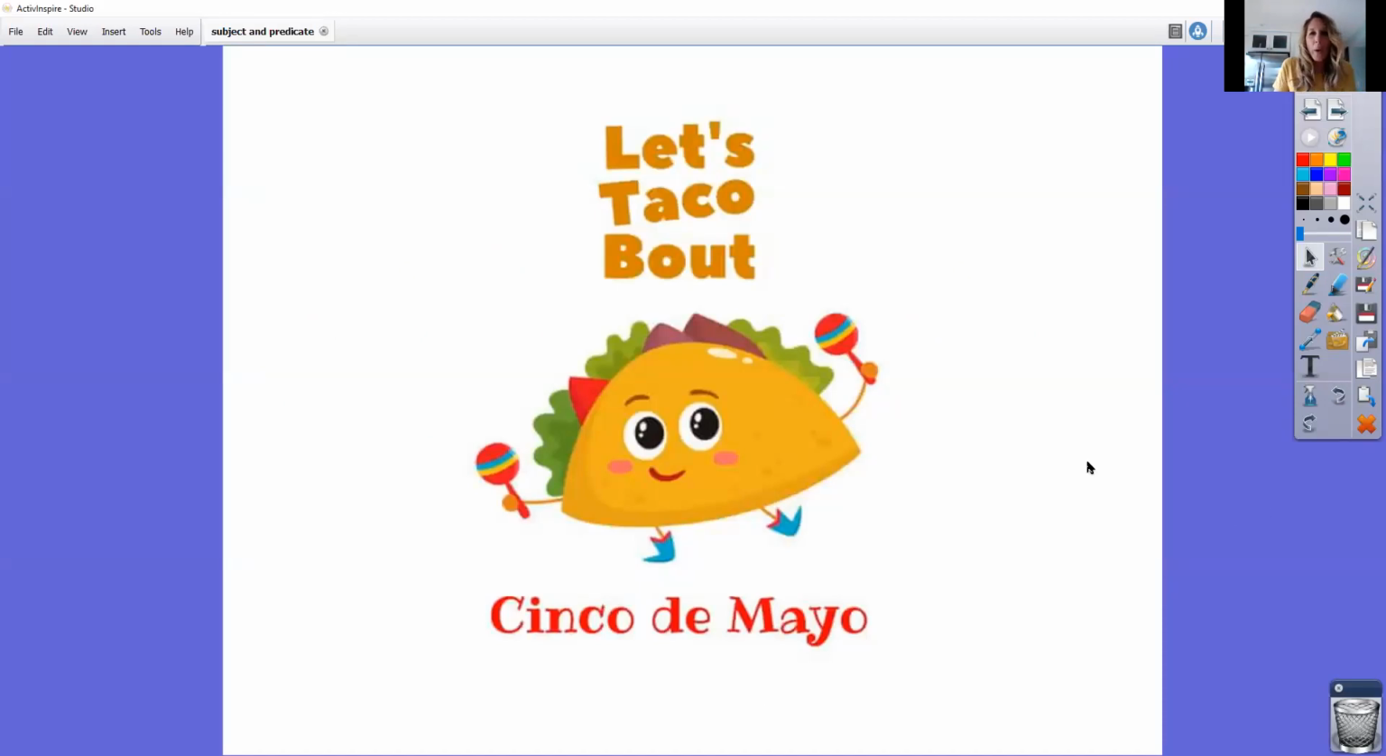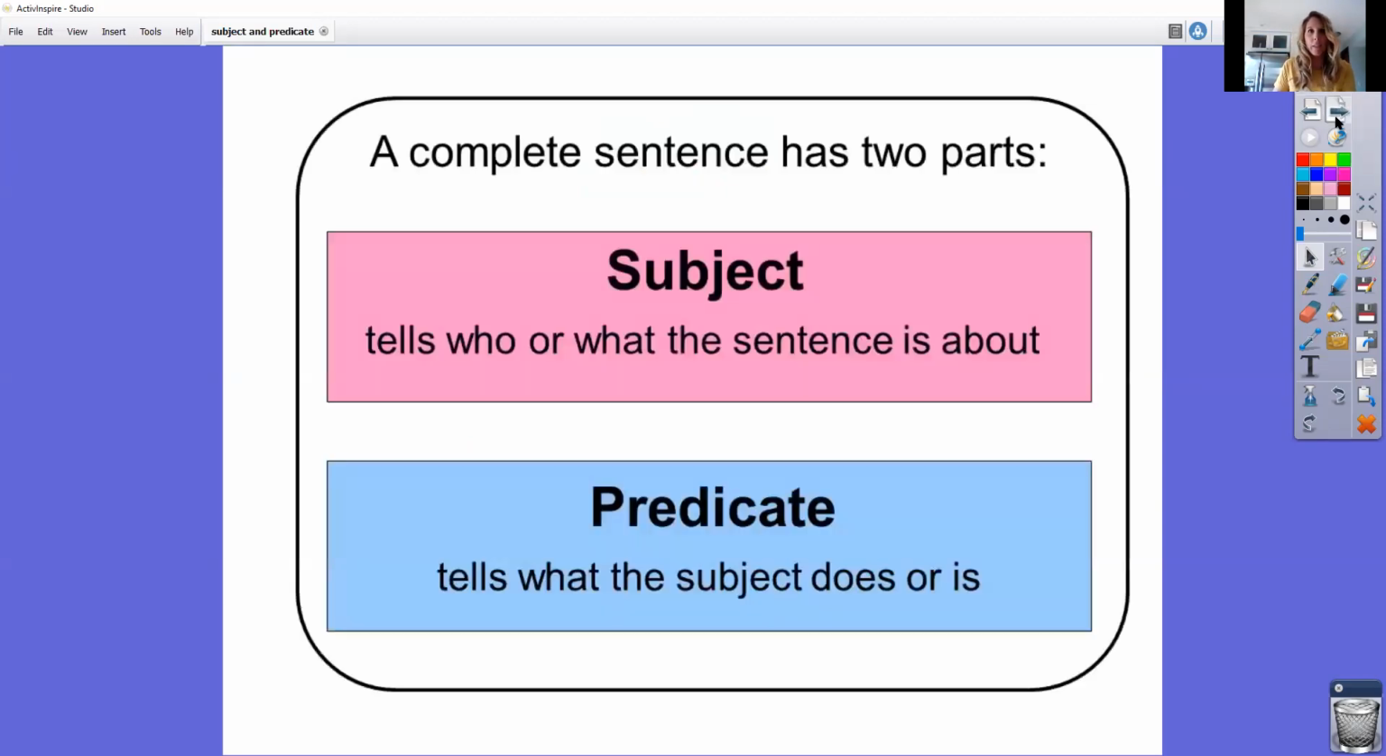Okay, so we know that it's Cinco de Mayo this week, so let's talk about subjects and predicates. A complete sentence has two parts. So we know that a sentence has to have two things. Has to have a subject, has to have a predicate. It can be a short sentence, but it has to have both parts of this, or else we call that a fragment. So a fragment is basically not a sentence.